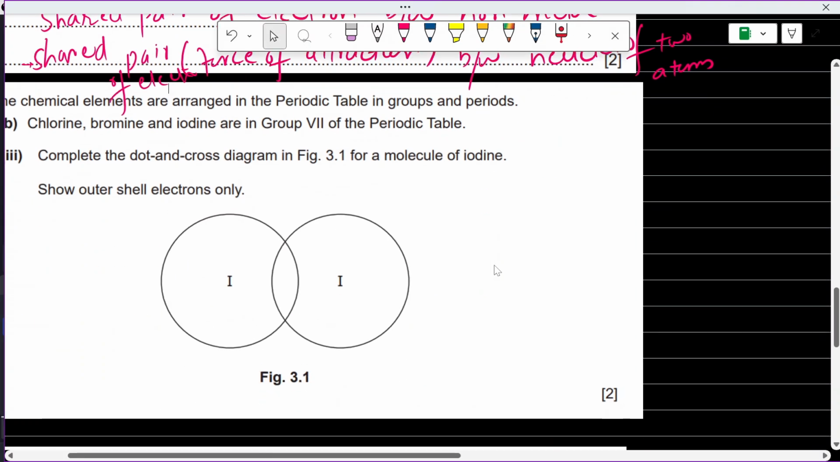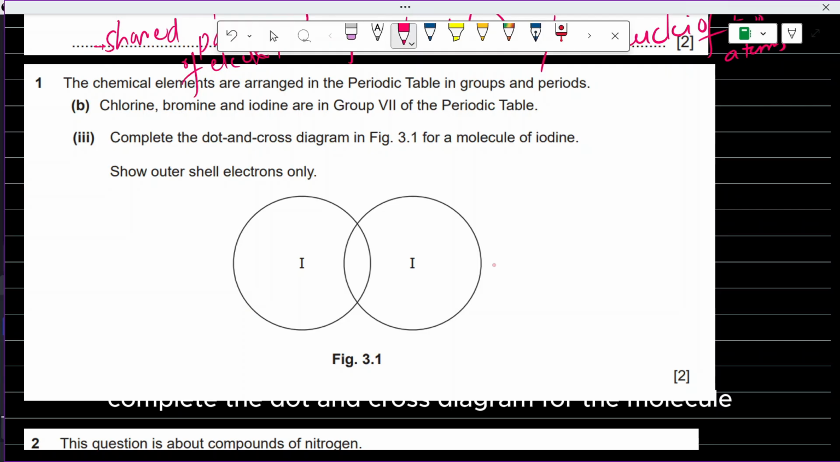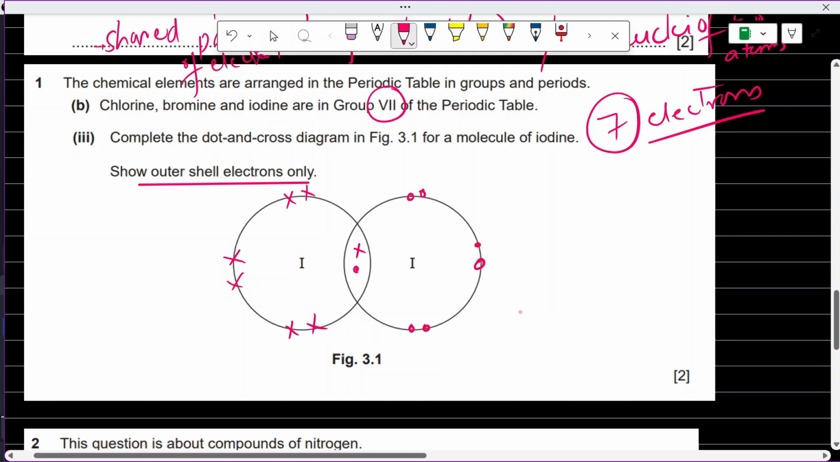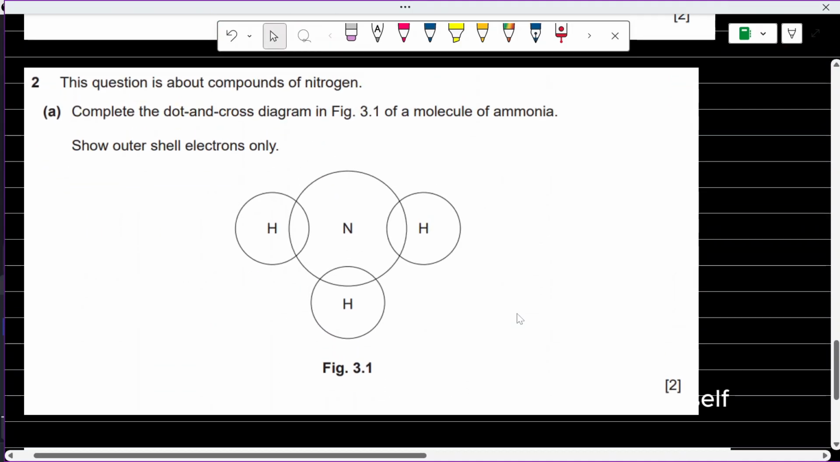Here we have a diagram. If you just read the question, complete a dot and cross diagram for the molecule. Since you see that this iodine molecule is being shown in the diagram, and chlorine, bromine, and iodine are in group number 7, you need to show the outer shell electrons. And we know the rule that whatever is the number of the group, that will be the number of the outer shell electrons. So both of these atoms will have 7 electrons in the outermost shell. So we have 1, 2, 3, 4, 5, 6, and 1 I'm going to draw here, 7. 1, 2, 3, 4, 5, 6, and 7. Okay, pause the video and try this question by yourself.